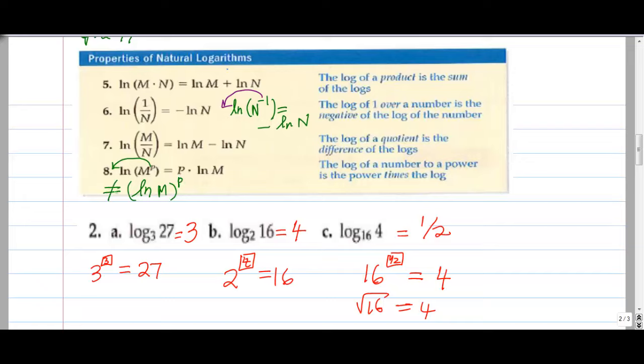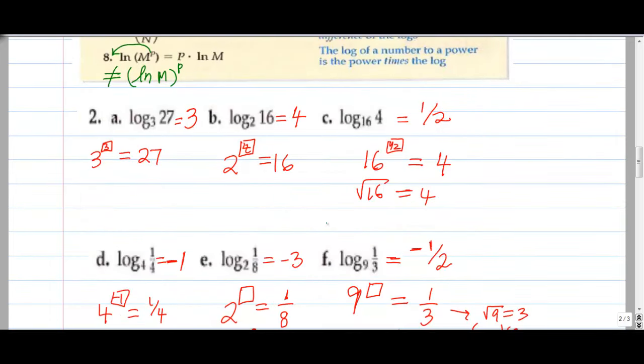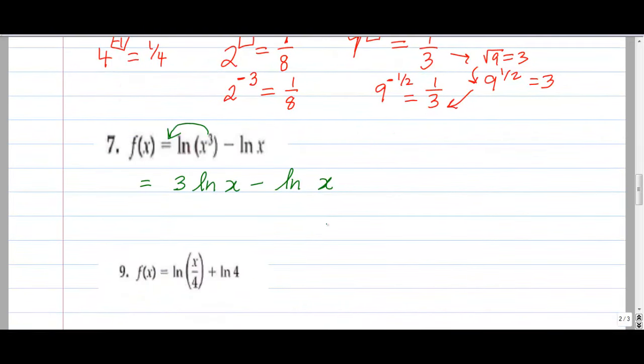It's not the same thing as that. Okay, so it's not the whole log being raised to the exponent, just the inside. Just like here, the x is being raised to the third power. So the 3 can come out, and then remember there's like a little 1 here, right? So 3 ln x minus 1 ln x gives us 2 ln x.